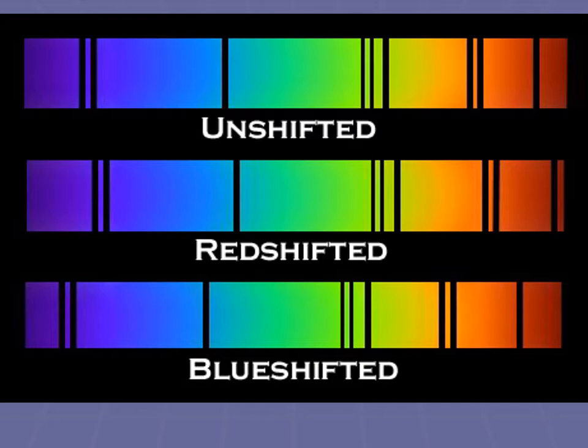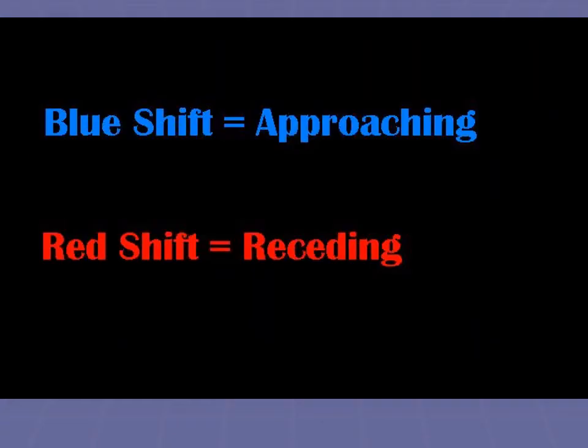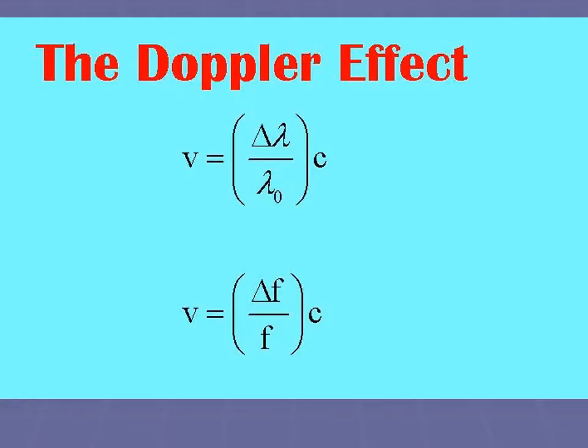Okay, so if it's shifted towards the red end of the spectrum, we call that red shifted. If it's shifted towards the blue end of the spectrum, we call that blue shifted. Very, very unoriginal. Okay, now technically the blue end of the spectrum is violet, but we still call it blue shifted instead of violet shifted. So blue shifted means it's coming towards you, because that means shorter wavelength. Red is longer wavelength, so red shifted means going away from you. So you could actually figure out how fast it's coming towards you or going away from you.